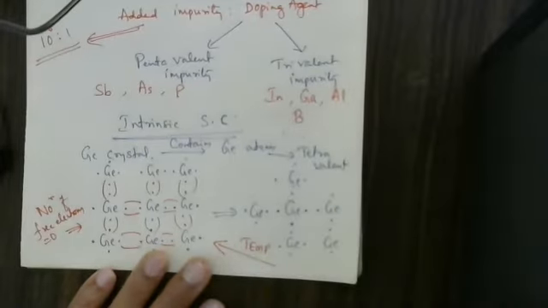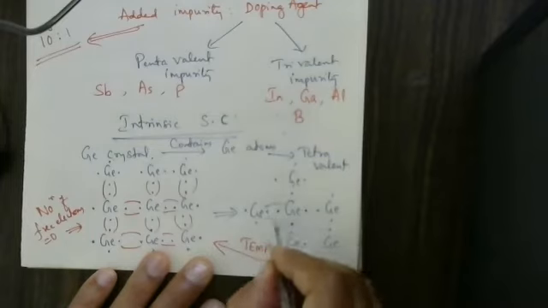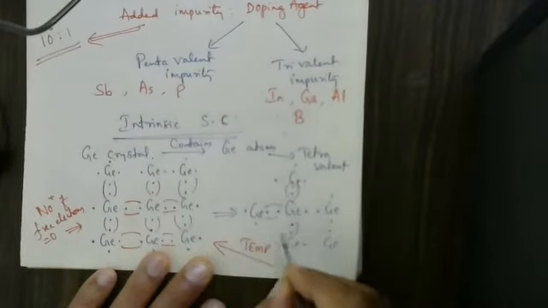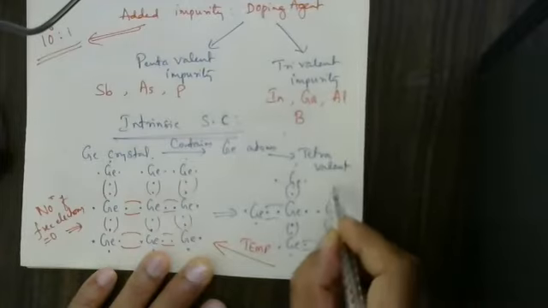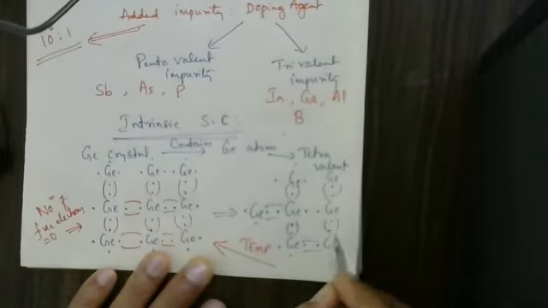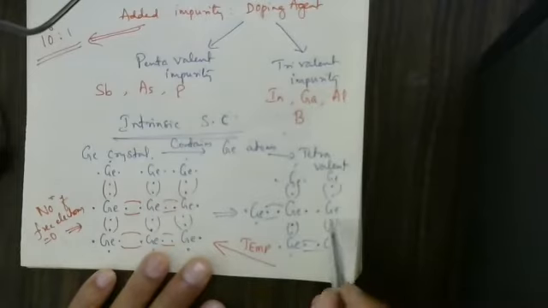It will continue. This covalent bond is present. Here also is present. Everywhere is present here like this. It will continue. But this covalent bond is broken.